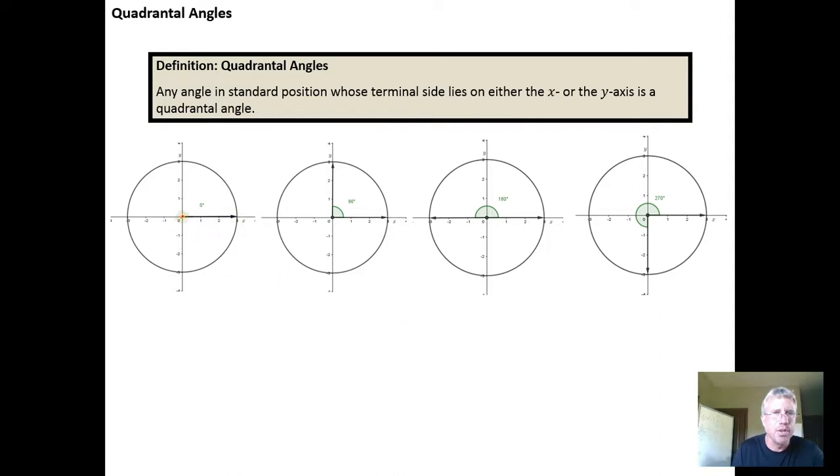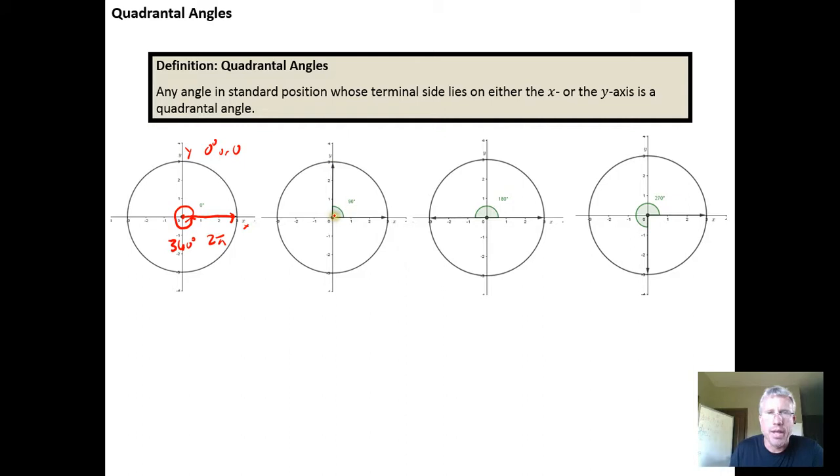For example, right here I have an angle in the xy plane that is on the positive x-axis, and this is a 0-degree angle or a 0-radian angle, and it could just as easily be a 360-degree angle. In other words, 0 degrees is coterminal with 360 degrees, and 360 degrees is equivalent to 2 pi. So in degree world, 0 degrees is a quadrantal angle, 360 degrees is a quadrantal angle, and 0 radians or 2 pi radians are both quadrantal angles.